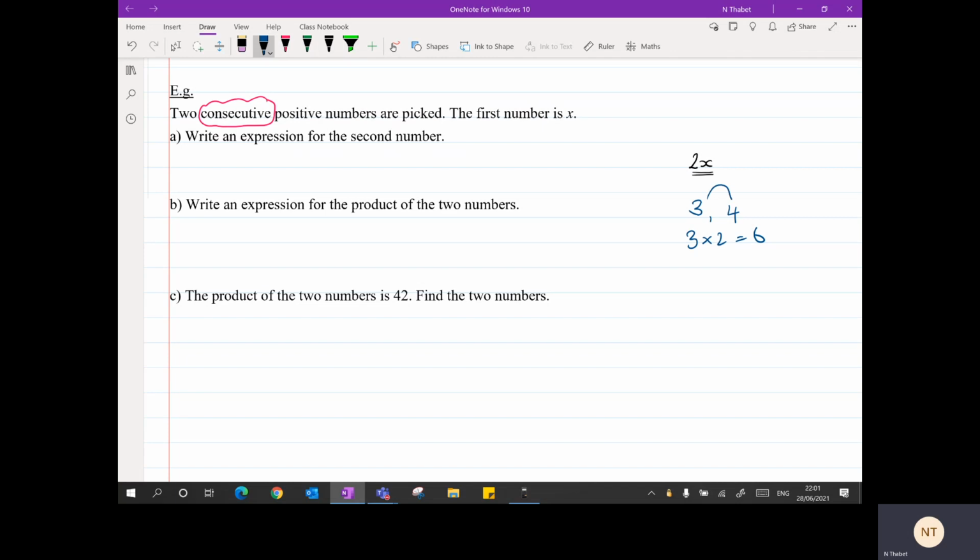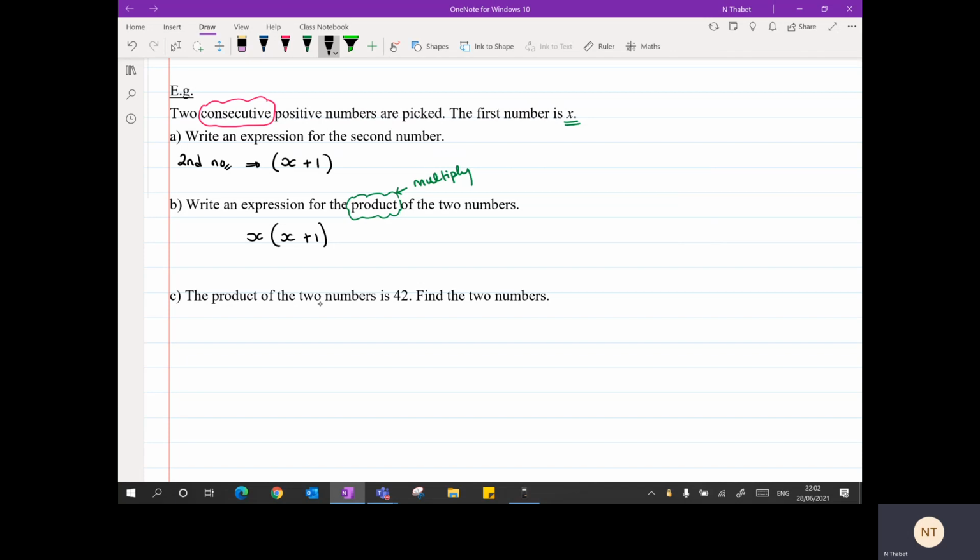The next number is 4, and they are connected by an add 1. So consecutive numbers are connected by an add 1. So the second number is x plus 1. So that's my second number. Write an expression for the product of the two numbers. Well, product means to multiply. So I'm going to multiply the first number, which is x, by the second number. And when we have a multiplication, we write brackets next to each other. x times x plus 1.